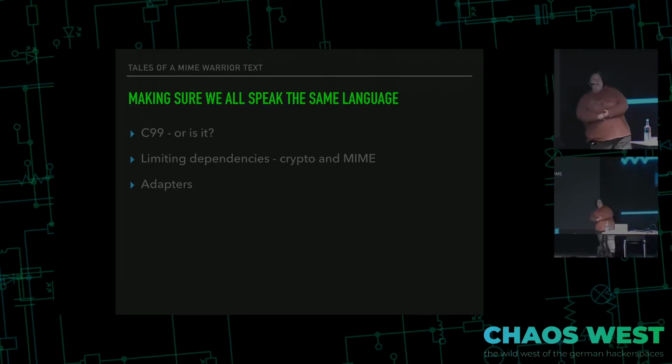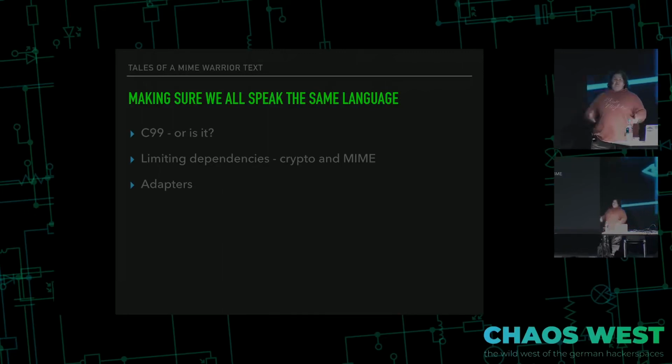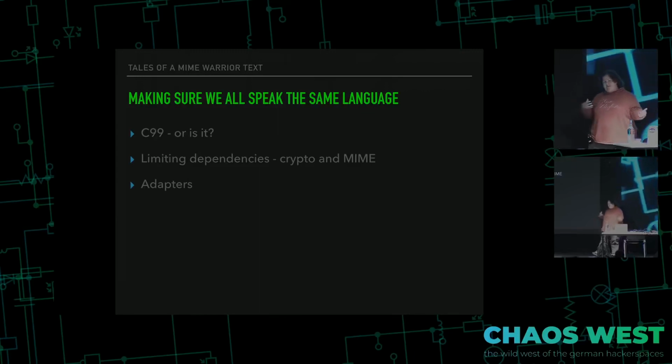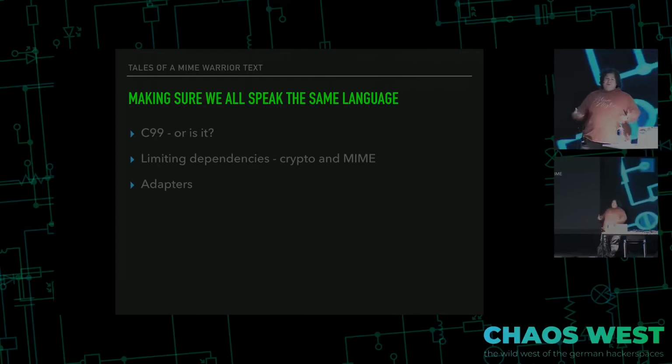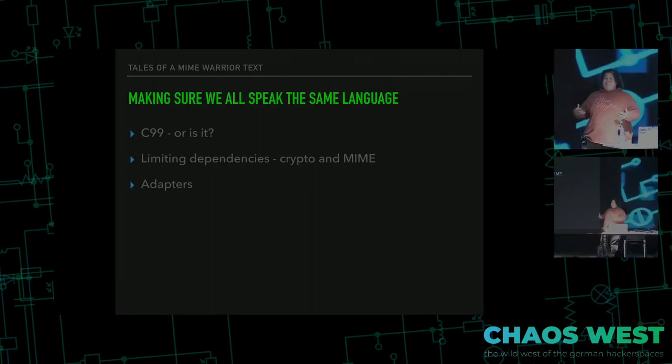We want to limit the dependencies we have because, especially with free software, you might have several different licenses you have to figure out. And we have these two main things that we do down in the engine, cryptography and MIME processing. We don't really want to roll our own. I mean, rolling your own crypto, well, some people can do it.